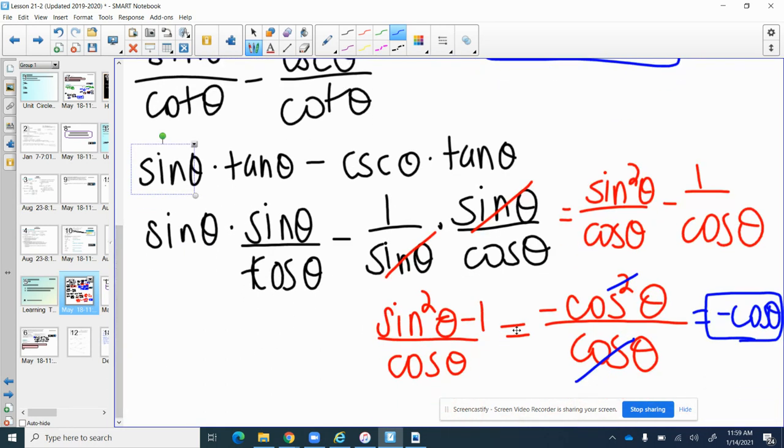Okay, so be aware that this is going to take a lot of practice, and the more you try it, the more you see these examples, the easier these will get.